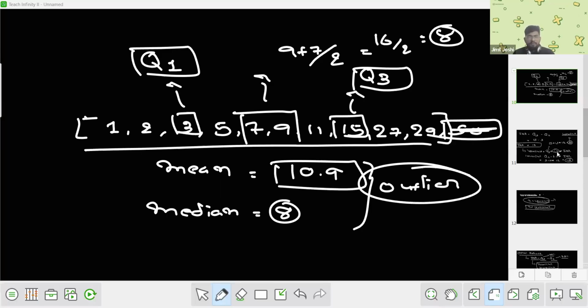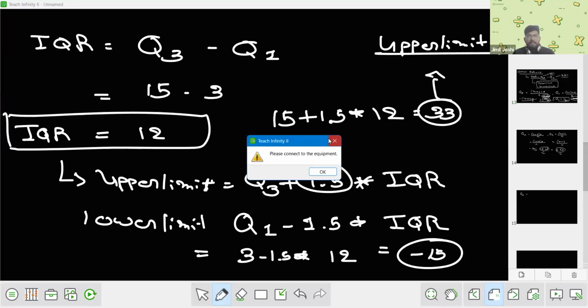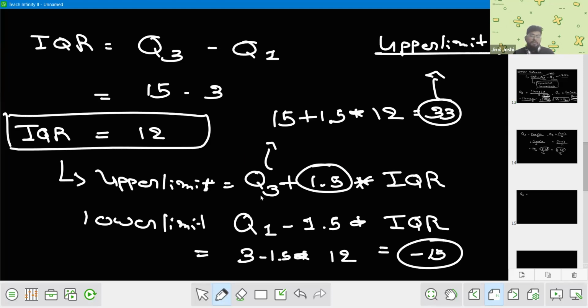What are you not able to understand? The upper limit and lower limit? See, there is a formula for the upper limit. This is the formula: Q3 plus 1.5 into IQR, right? We'll find this value of the upper limit. As of now, you have got the upper limit of 33. This is the maximum limit of the data you can keep according to your data. If you have a value which is more than 33, you can remove those values.